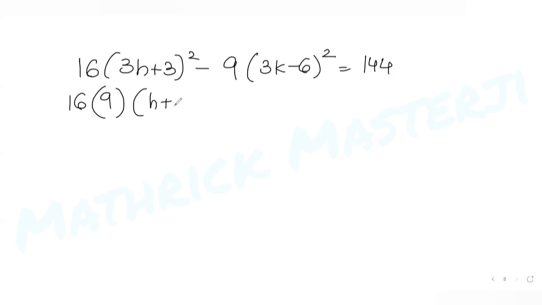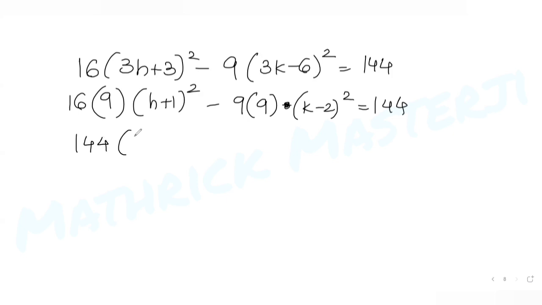If I further solve it, 3 is common, so 3 squared, which is 9, is common. So you're left with (h plus 1) the whole square minus 9. Here again 3 is common, so if I take out 3 common, again it is 9, and this becomes (k minus 2) the whole square equals 144. So from here I get 144 times 16 (h plus 1) the whole square minus 9 into 9, which is 81, (k minus 2) the whole square equals 144.